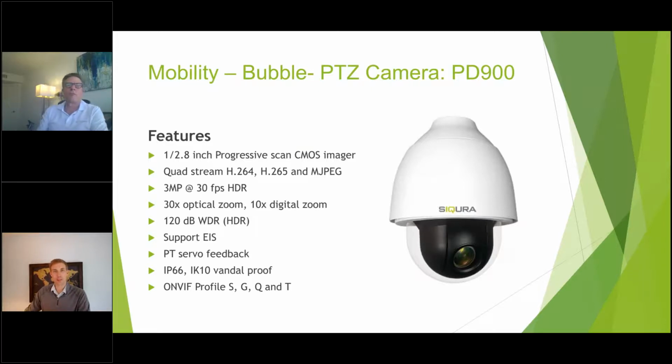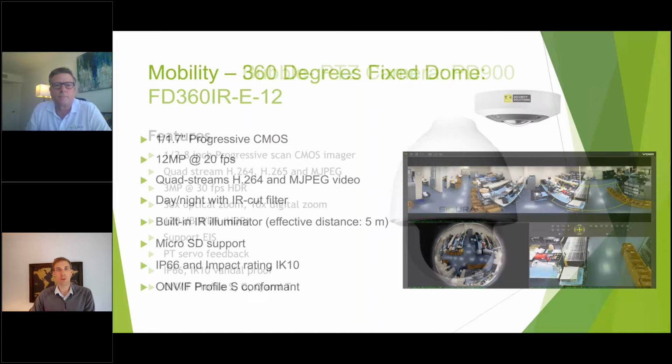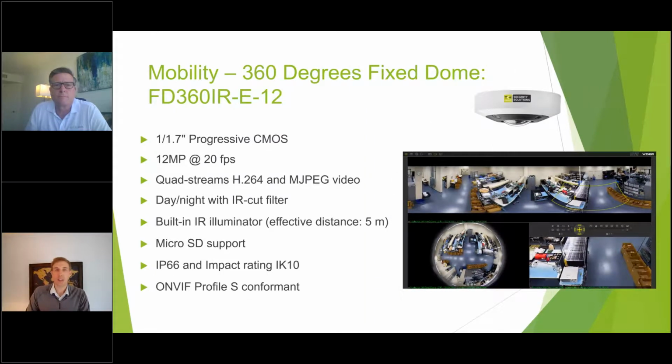So those are kind of the PTZ options. There's obviously a number of fixed options, but one we wanted to call out was the 360IR-E. Could you tell us a bit more about this one, when this one would apply, and some of the features of this, and when you would want this over PTZ or in combination with the PTZ? How would you recommend kind of deploying these solutions?